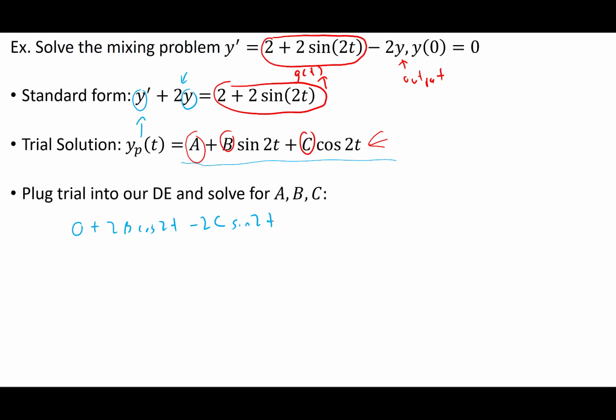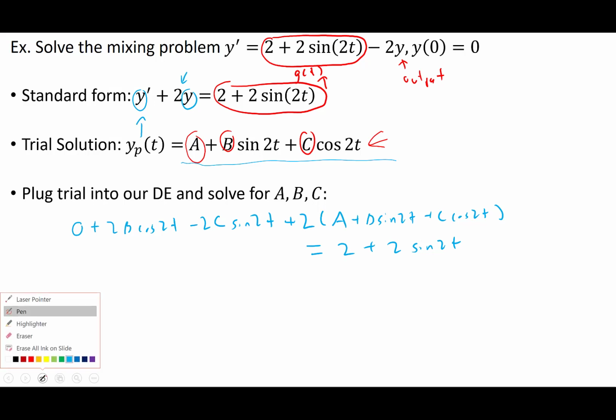And if that's confusing to you, you may want to think about going back and reviewing some more Calc 1 before proceeding. When all the smoke clears, I'd like to be able to add to this 2 times yp of t, as my differential equation specifies I should do, and end up with 2 plus 2 sine 2t on the right-hand side of the equation.